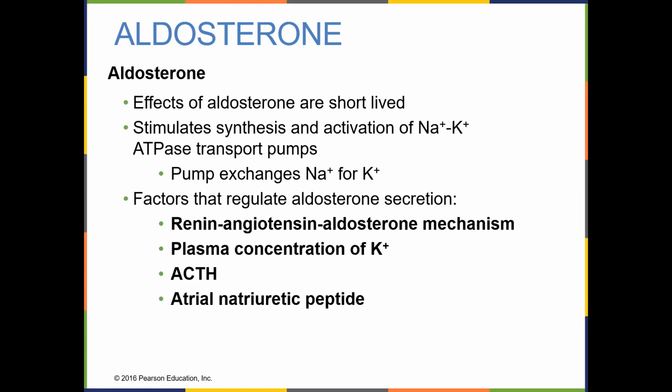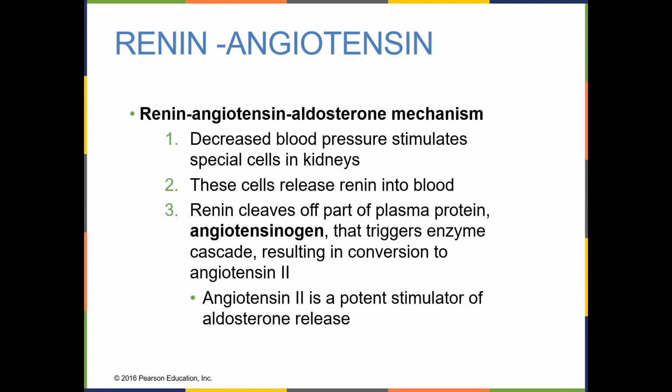We also regulate the release of aldosterone with ACTH from the pituitary gland. And the fourth mechanism comes from the heart. The heart releases a hormone called ANP, atrial natriuretic peptide. That's why we call it ANP. And this helps to fight back against the rise in blood pressure. So, renin-angiotensin.